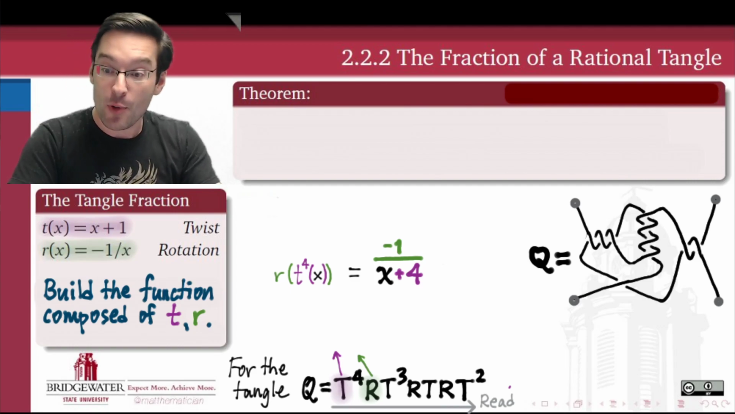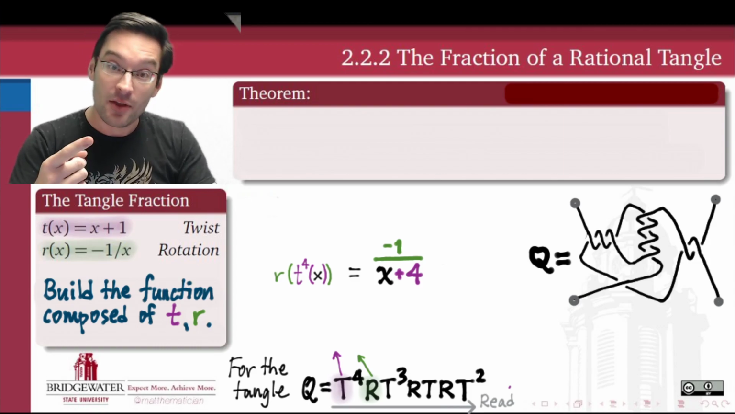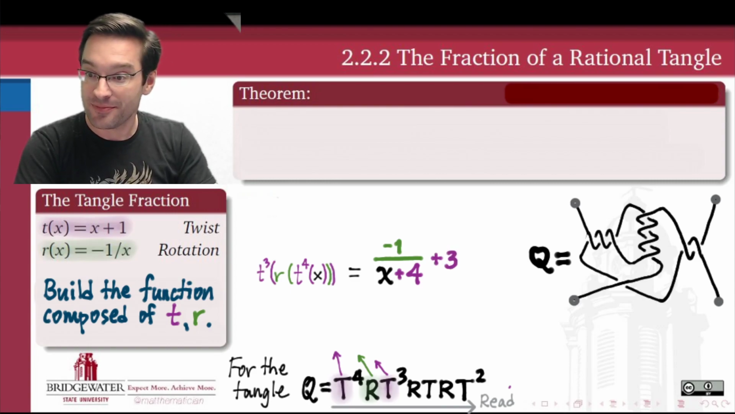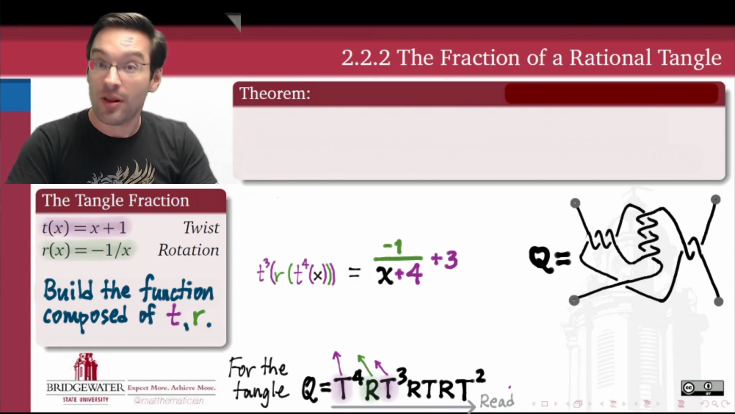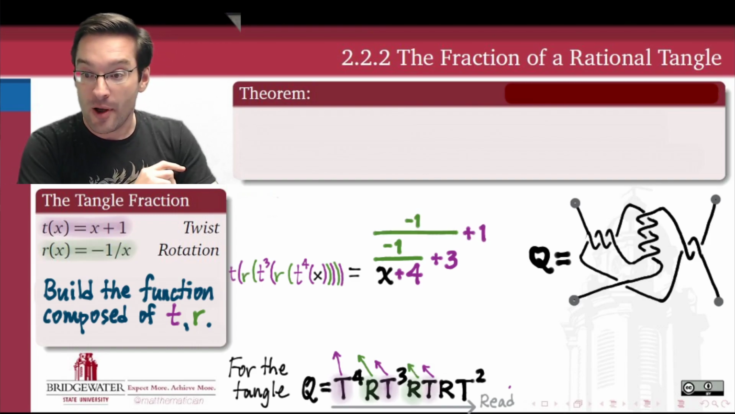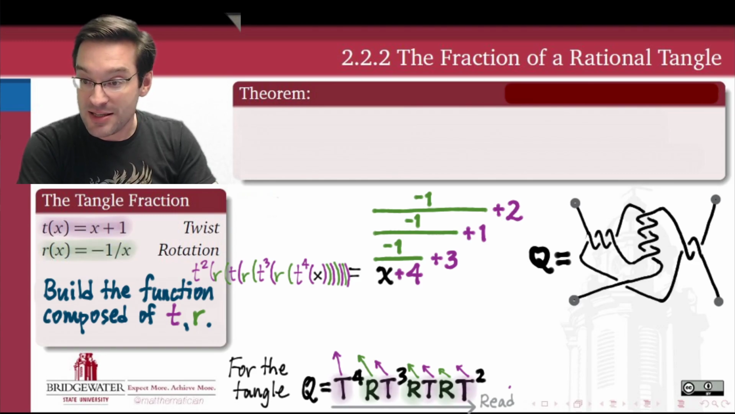And now I just keep going across the word. The next thing I'll do is apply t 3 times. In other words, I'm going to add the integer 3 to my expression. Then I'll apply r, which is an opposite reciprocal to the whole thing. Then I'll apply t once, so I'll add 1 to both sides. Then I'll take the opposite reciprocal again. Then I'll add 2 to apply t twice.